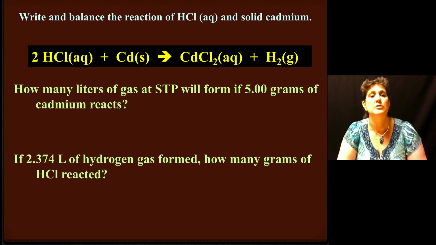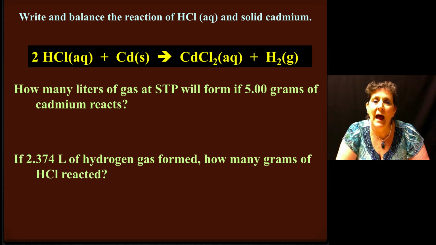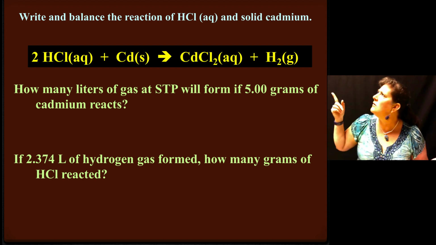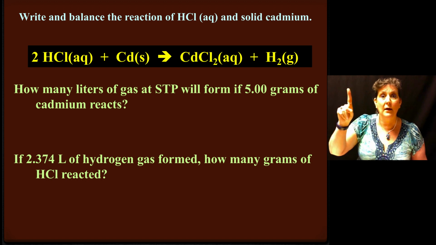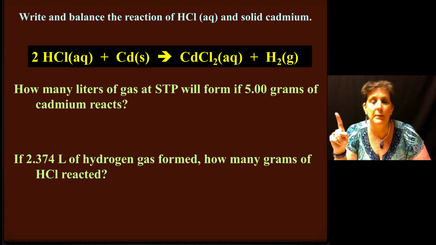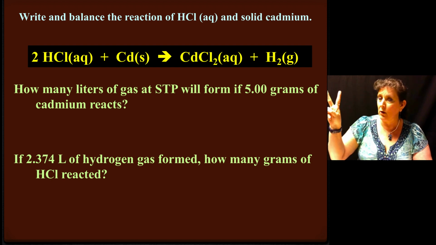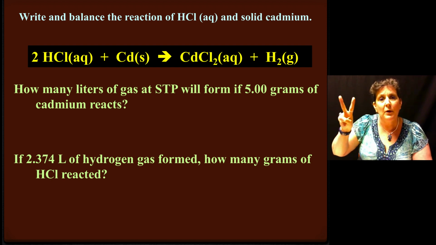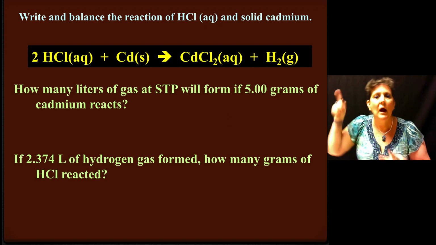Let's look at our first question. How many liters of the gas? Which one's the gas? Oh, hydrogen's gas. So we got a chemical, hydrogen, at STP will form if 5.00 grams of cadmium, second chemical, reacts. We've got 2 chemicals. We got hydrogen, we got cadmium, we got a balanced reaction.